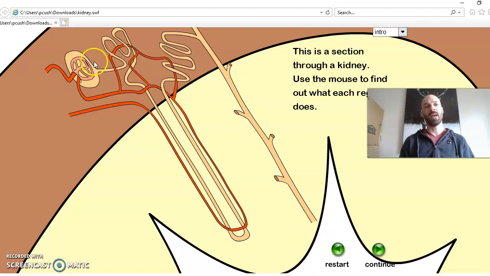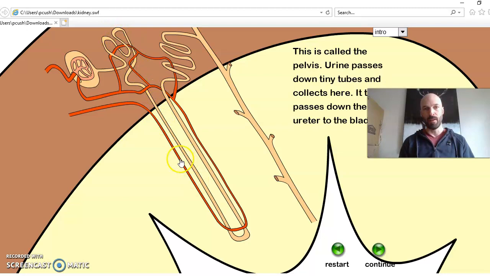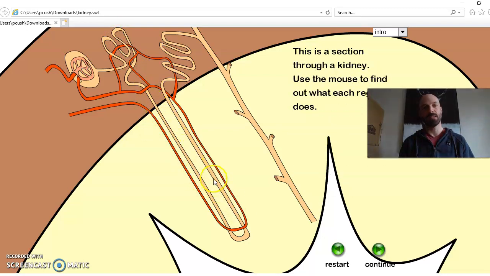Bowman's capsule then becomes the proximal tubule, or proximal convoluted tubule, which is this wrappy, windy part. Then we have what's called the loop of Henle. This is the descending loop of Henle. This is the ascending loop of Henle. Then we have the distal tubule, and finally we have the collecting duct. Then this goes out of the kidney, and eventually drains into the bladder.